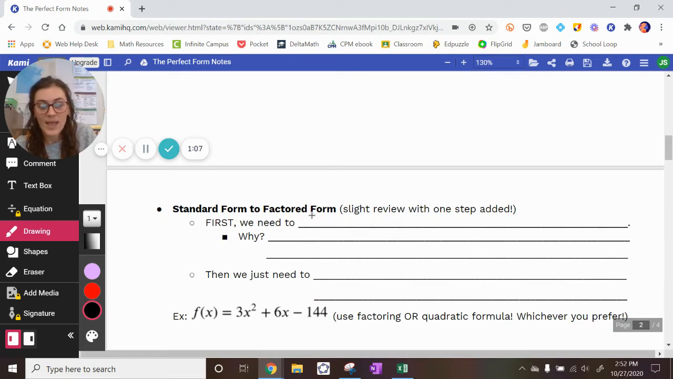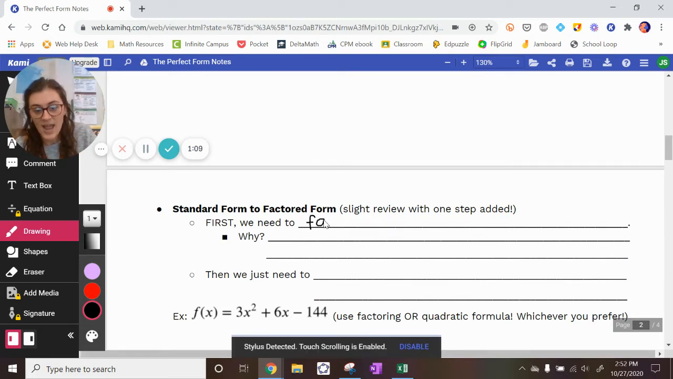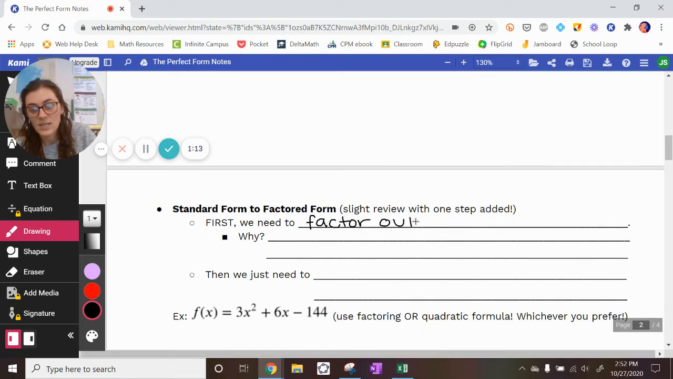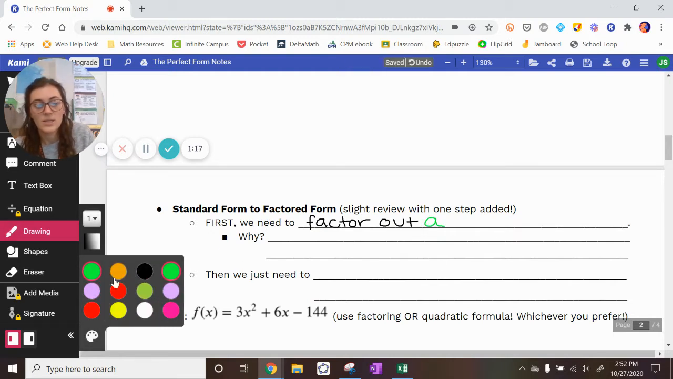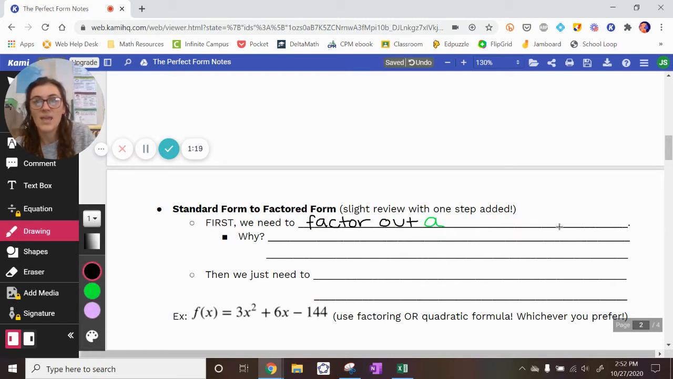And the first thing that we have to do is we have to factor out A. So factor out, and then I'll color A just so it's clearly our parameter. So you have to factor out A from every term.